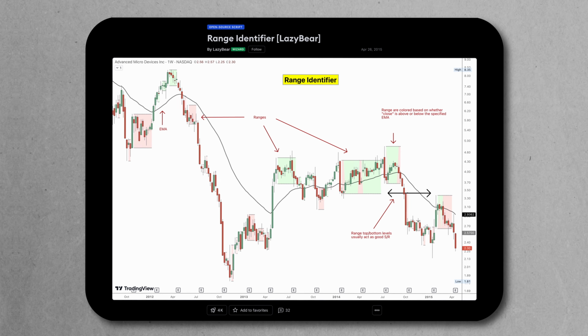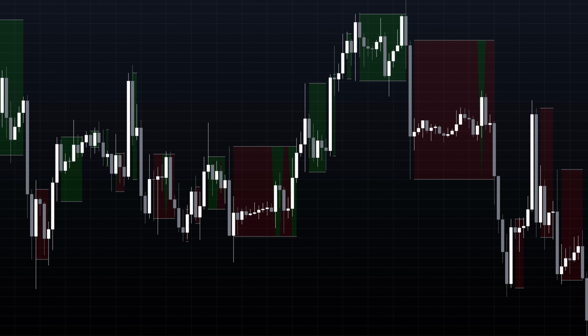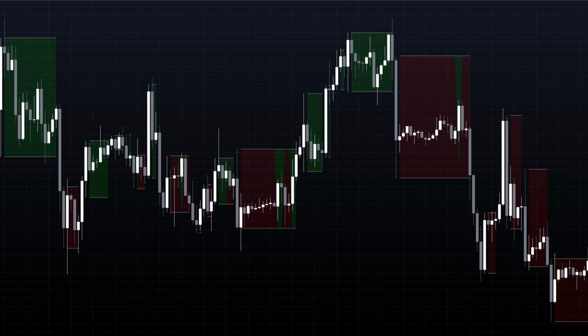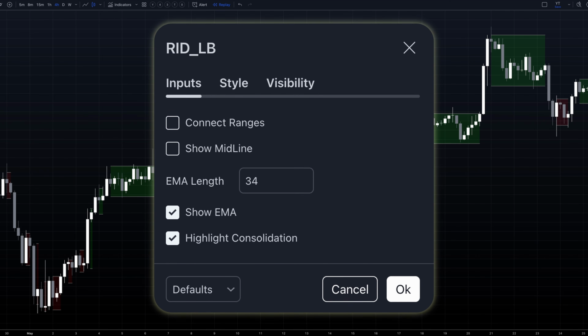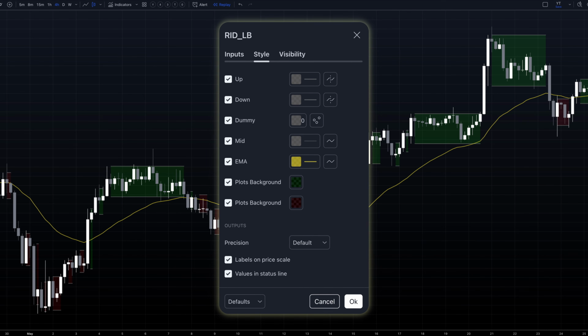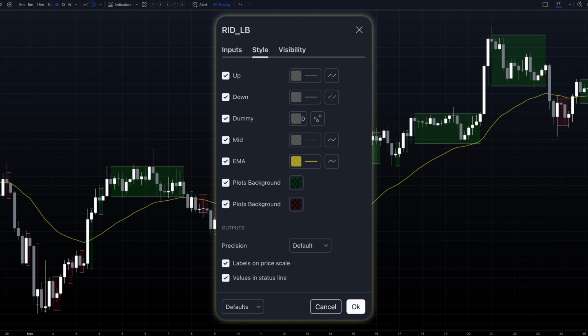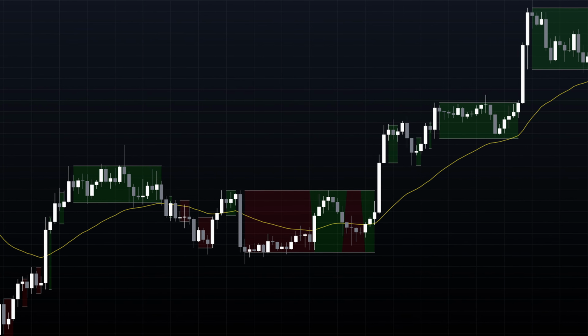It's called the range identifier by Lazy Bear. The indicator focuses on identifying price consolidation periods by dynamically plotting upper and lower range boundaries on the chart. It offers customizable options to connect ranges, display a midline, and include an exponential moving average for added context. A price breakout beyond these boundaries can signal potential trading opportunities for trend traders.